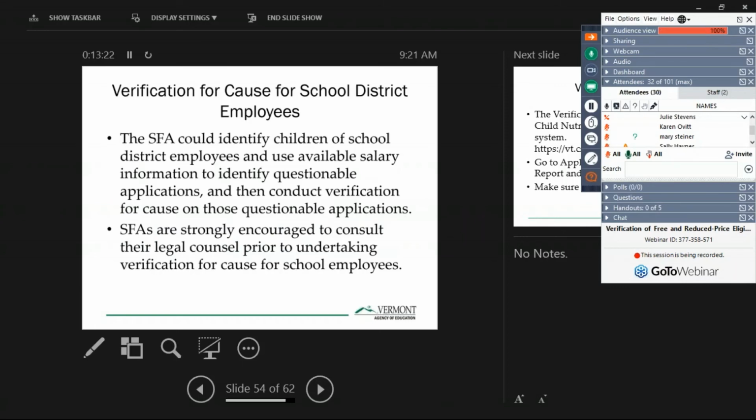If you are attempting to verify for cause an application submitted by a school district employee, I really encourage you to consult your legal counsel prior to undertaking this process and make sure that you have all your ducks in a row before you go down this avenue. And again, once you've selected that initial application, you're treating the process the same as you would for the rest of your verified applications. The consequences of this process would be the same as those other verified applications.